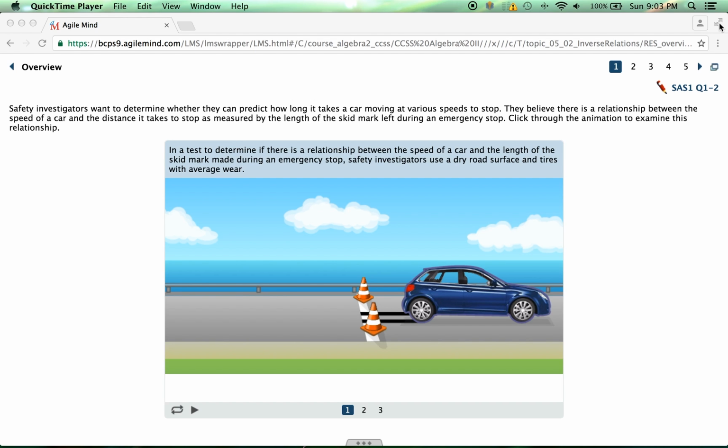So we'll start by looking at an example where an automobile is driving at a set speed in miles per hour, and when said automobile hits this line, the driver hits the brakes and the car skids. So the question is, is there a relationship between the length of these skid marks and the speed of the automobile?